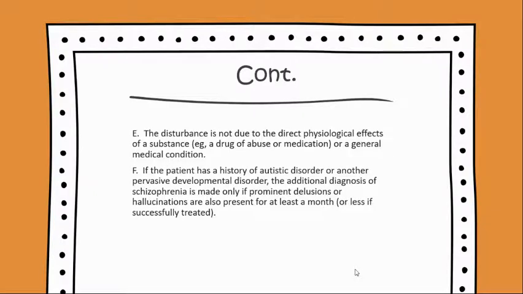E. The disturbance is not due to the direct physiological effects of a substance, for example a drug of abuse or medication, or a general medical condition. F. If the patient has a history of autistic disorder or another pervasive developmental disorder, the additional diagnosis of schizophrenia is made only if prominent delusions or hallucinations are also present for at least a month, or less if successfully treated.